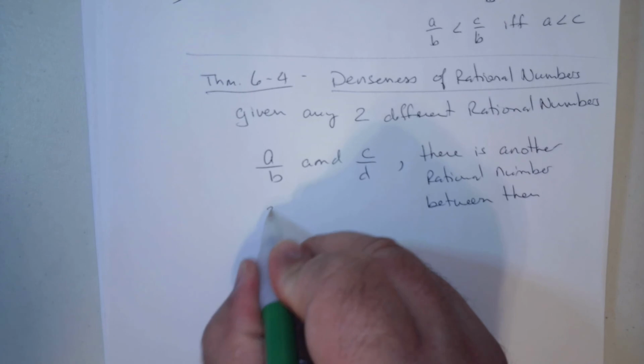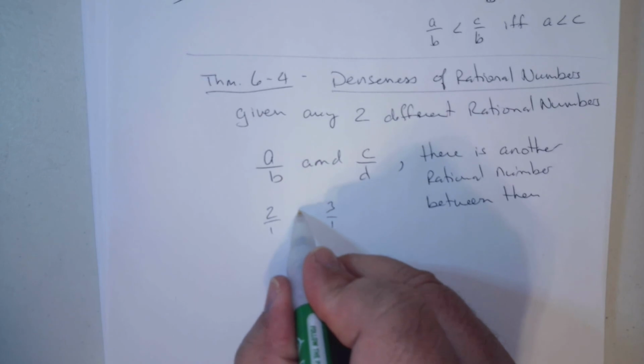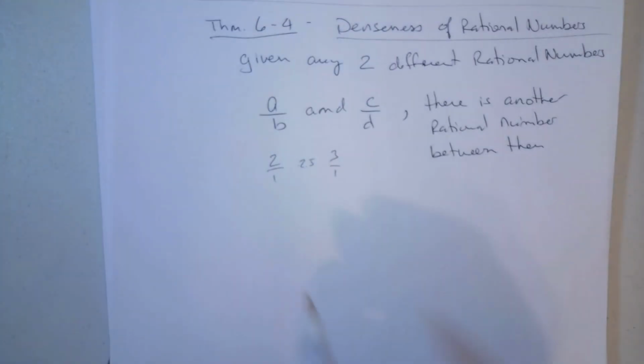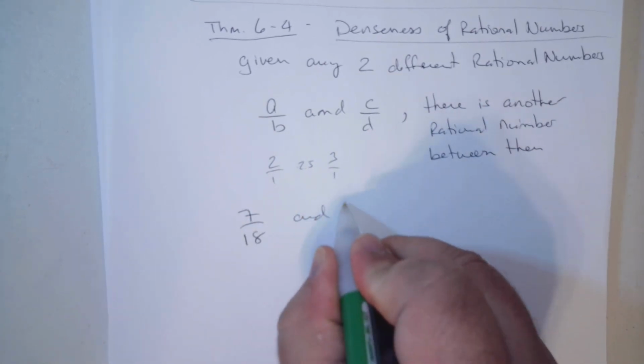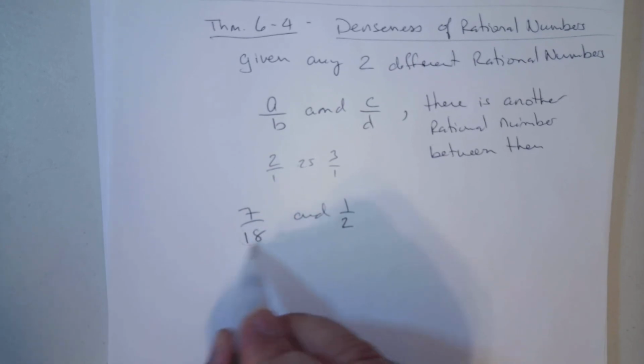So if we had 2 and 3, that's 2 over 1, 3 over 1. Is there a number between there? Yeah, 2.5. There's at least one. But let's look another way. Let's look at fractions. 7 over 18 and 1/2. Is there a number between there? Well, we really can't tell right now. What we have to do is get the bottom numbers to be the same.